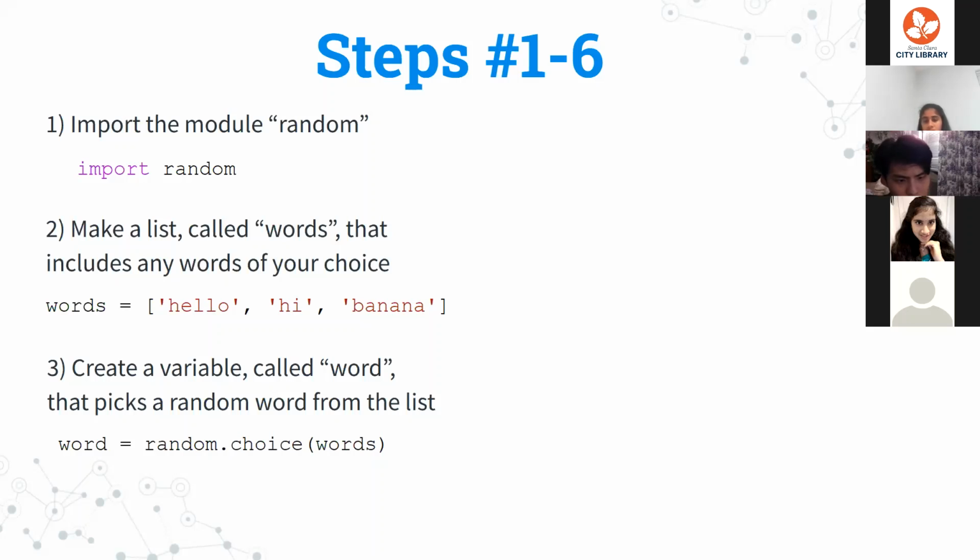Somebody in the chat asked if we can go to step number 1. So as you can see on the screen, step number 1 is to import the module random. So for that, we just have to write import random. That's the code that we have to use.